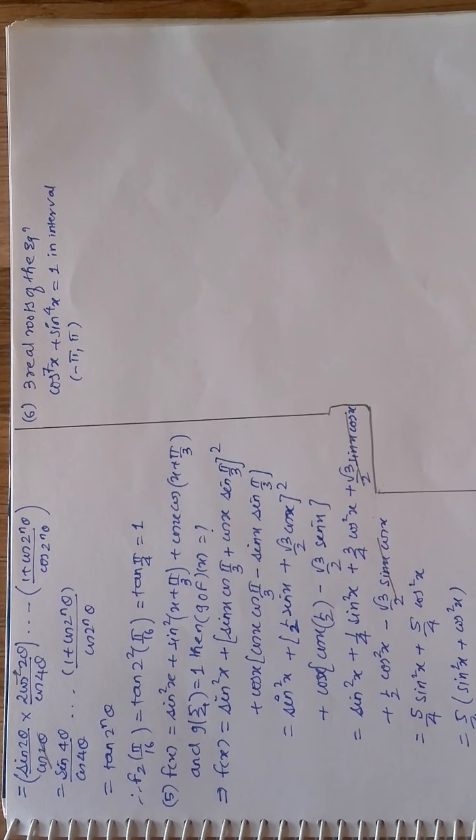Now see the question that I have written. It says you have to find the three real roots of the equation cos raised to 7x plus sin raised to 4x is equal to 1. But it is only in the interval minus pi to pi. That you have to be careful with. It is only from minus pi to pi.